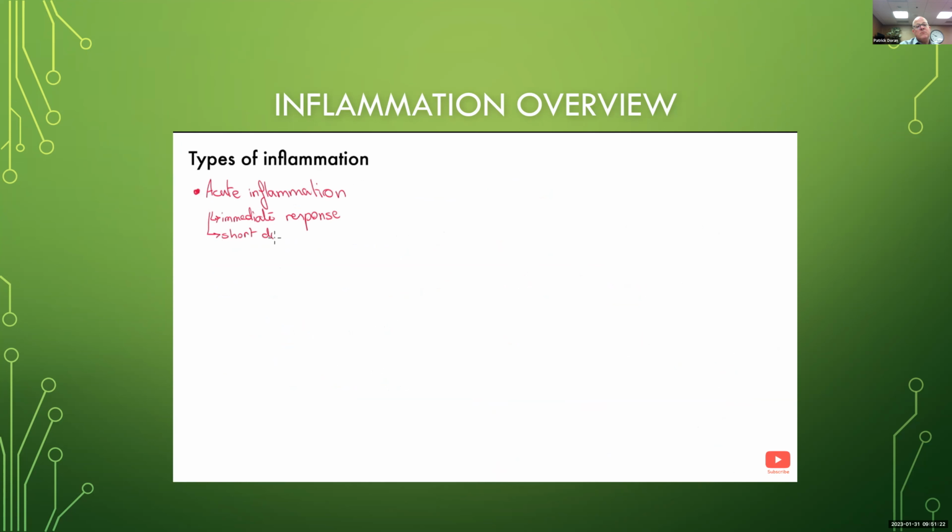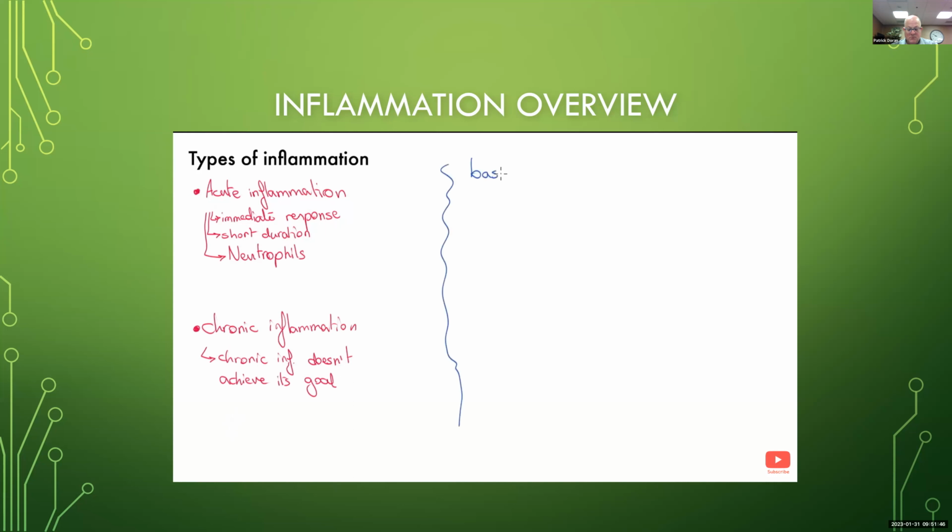It's also important to know that neutrophils are the major leukocytes involved in it. The second one would be chronic inflammation, which happens if the acute inflammation doesn't achieve its goal of eliminating the offender and instead progresses into a long-lasting chronic inflammation. Inflammation can also be categorized based on its location, so it can be local or systemic.